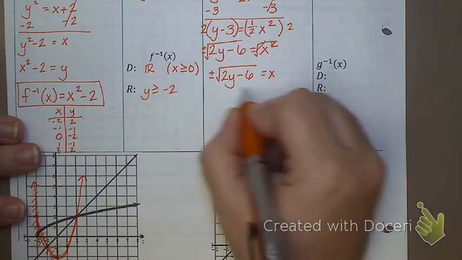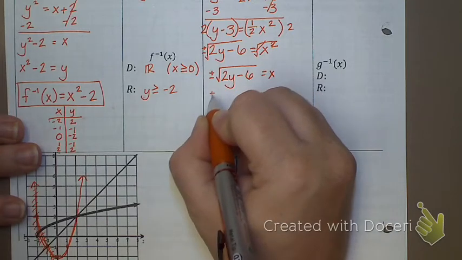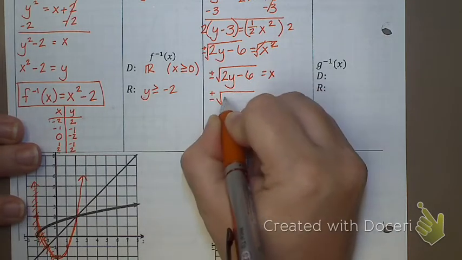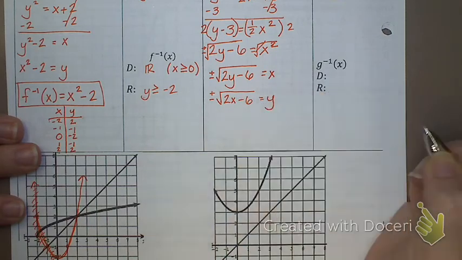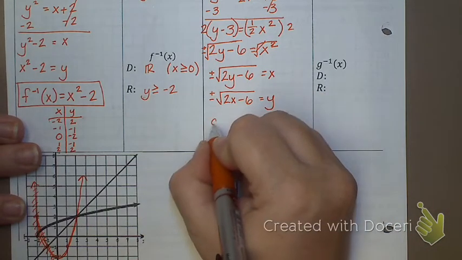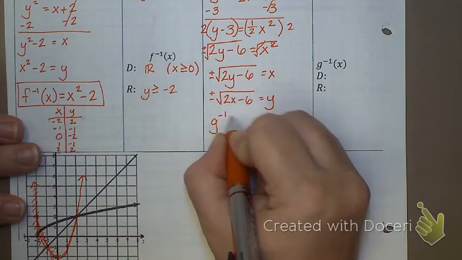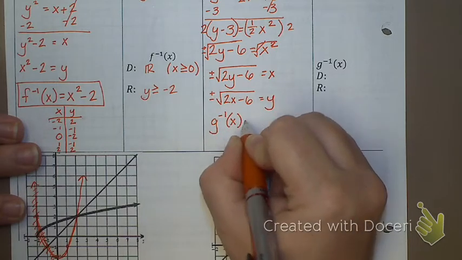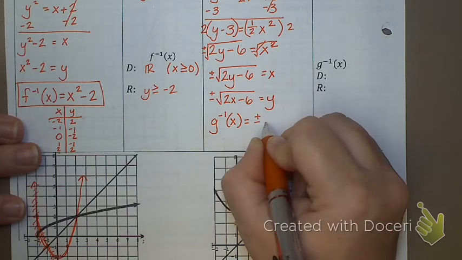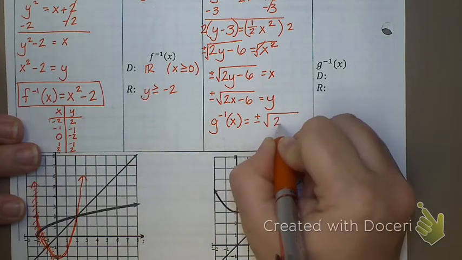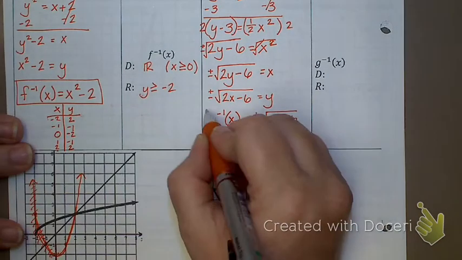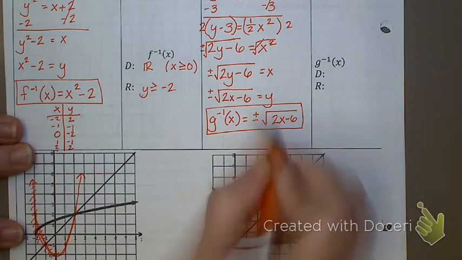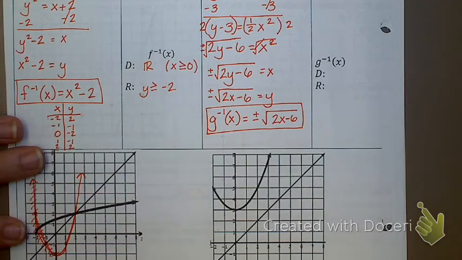And let's see, now I'm going to change my x's to y's and my y's to x's. So I have plus or minus the square root of 2x minus 6 equals y. And then finally, we write our proper notation. So g inverse of x is equal to positive and negative square root of 2x minus 6. That would be my inverse. Now that one's a little ugly to graph.